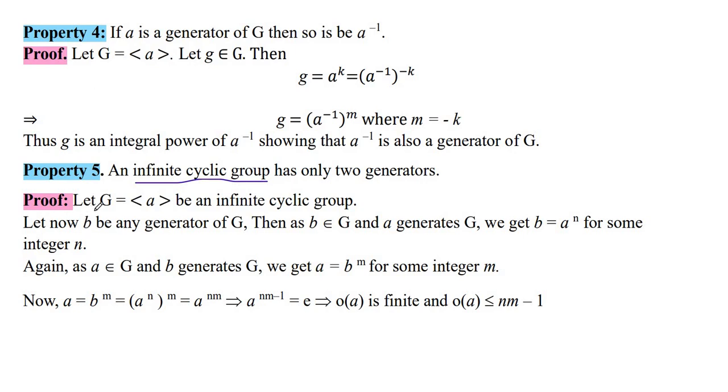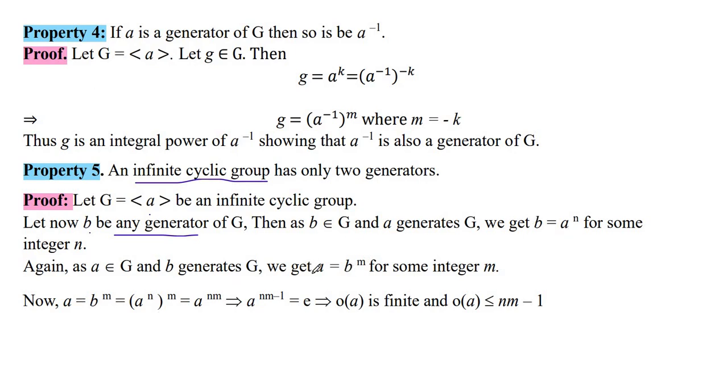Now, for the proof, we shall consider G to be generated by A, and that is an infinite cyclic group. Now let B be any other generator of G. As B belongs to G and A generates G, we must have B written as some integral power of A. Again, A belongs to G and B is a generator, so A can be written as some integral power of B. So this is what we have.